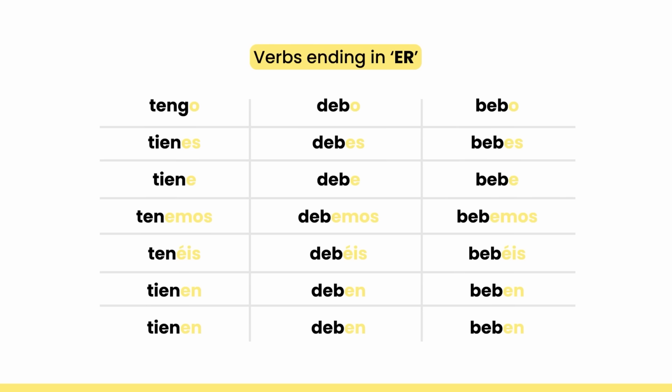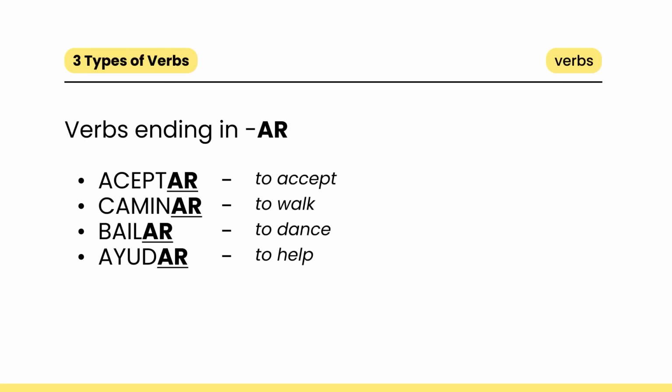And then, of course, this does not only apply to ER verbs, but as I said before, we have 3 different categories of verbs. So let's look at the second one, and those are verbs that end in AR. So for example, to accept, aceptar, to walk, caminar, you might already know this one, to dance, bailar, or ayudar, which means to help in Spanish. So those are all verbs that end in AR.